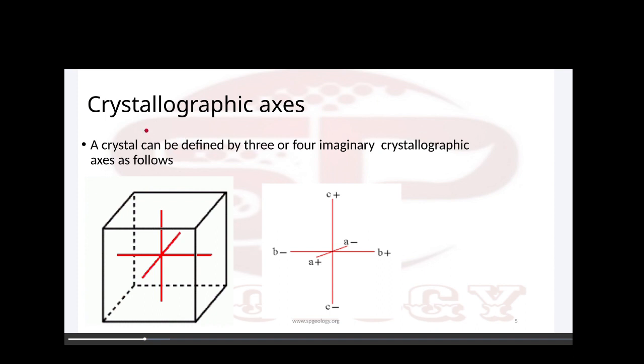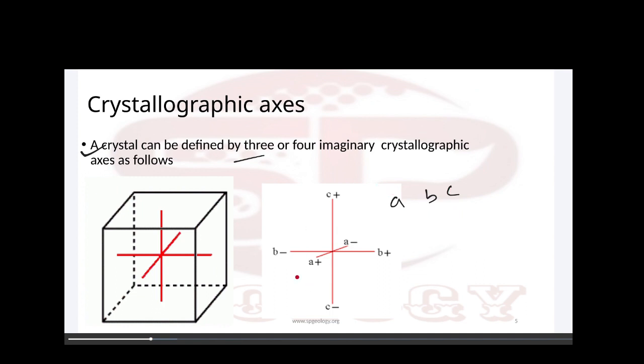Then come to crystallographic axis. The crystallographic axes can be defined by three or four imaginary axes. For the dimension of the crystal, we use three or four imaginary axes. Mostly we will use three. Only in one case we will use four imaginary crystallographic axes. The three axes are denoted as A, B, C. We have a diagram for other lectures.